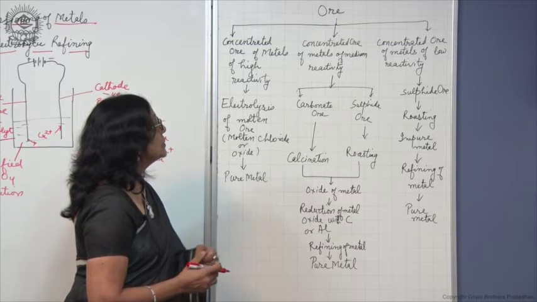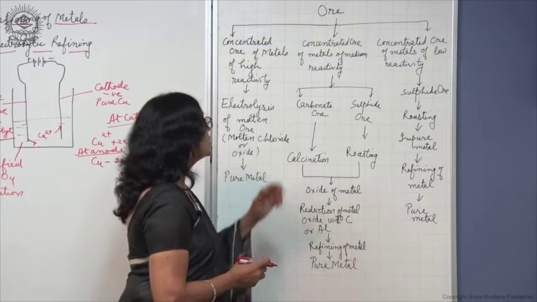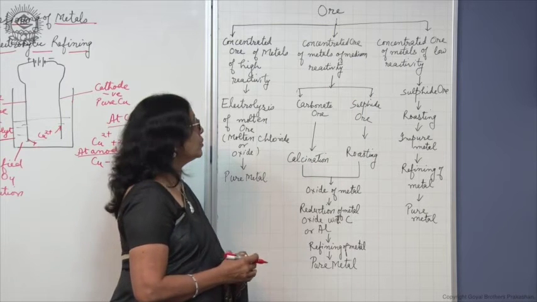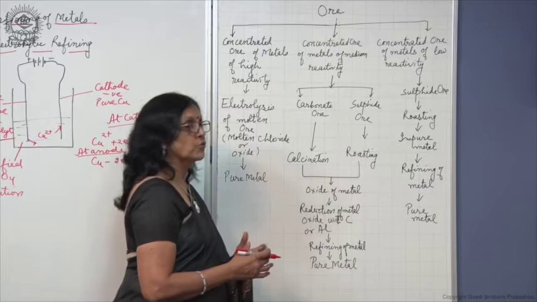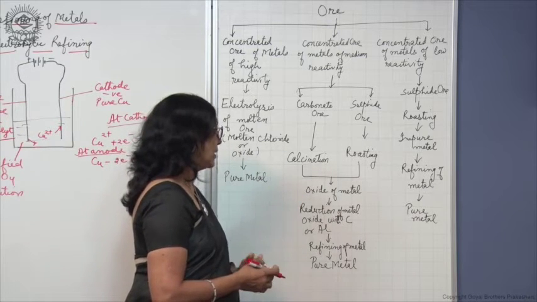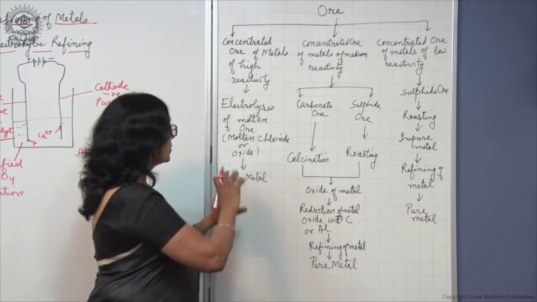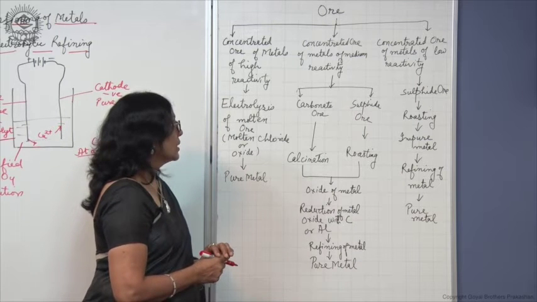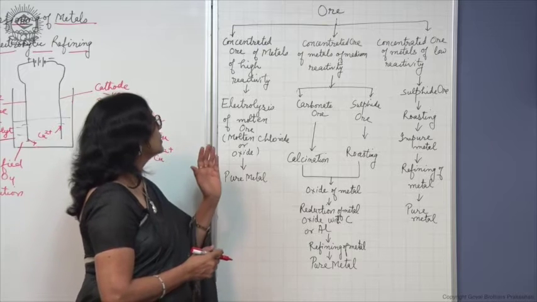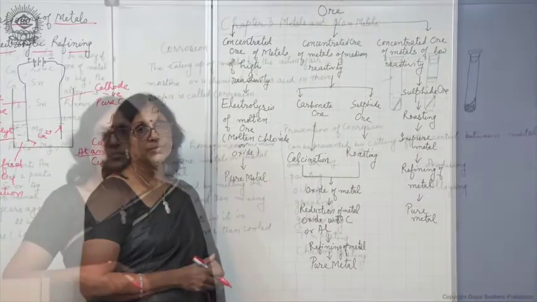Now, we move to the metals of low reactivity. Concentrated ores of metals of low reactivity are taken. The sulfide ores are roasted, heated in excess supply of air to get the impure metal, and then by refining of metal we get the pure metal. So, this is the summary of extraction of metals of highest reactivity, medium reactivity and low reactivity.